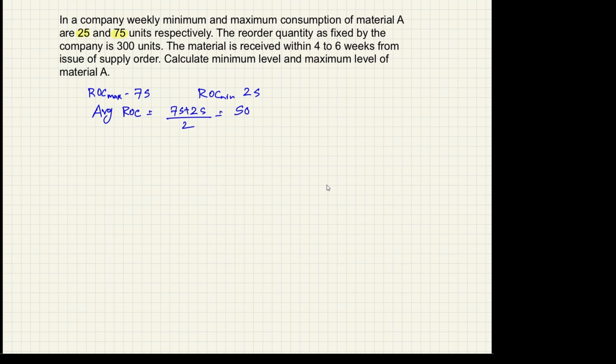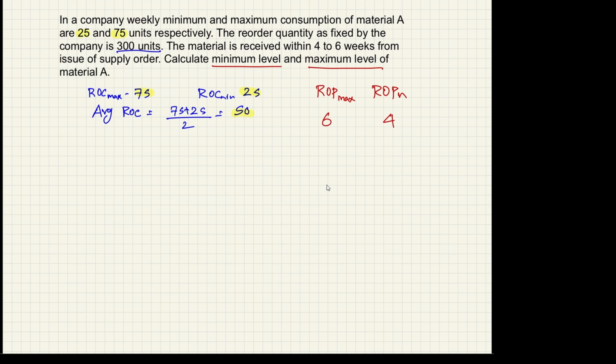So now you have three data. The reordering quantity as fixed by the company is 300 units. This data is already given. The material is received within 4 to 6 weeks from issue of supply order. Here also there is another set of data given, which is the reordering period. Again here you have max, here you have minimum. Maximum is 6, minimum is 4. Now you have all the data required to calculate whatever is asked. Calculate minimum level and maximum level of A.